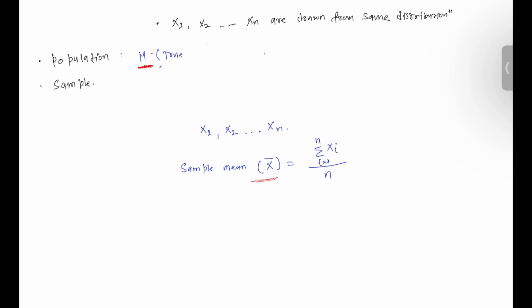Why? Because this is the mean that we want to estimate, and since we have two means involved here, one is the sample mean and one is the population mean, we are calling it the true mean because that is what we are trying to estimate using the sample mean. Now this sample mean gives us just one number. So you might have the question: is this number always close to the true mean? The answer is not necessarily.